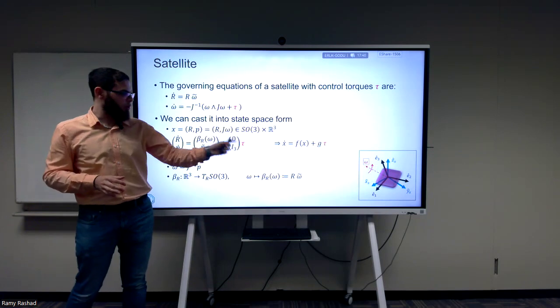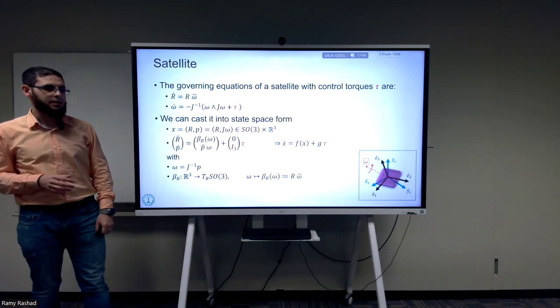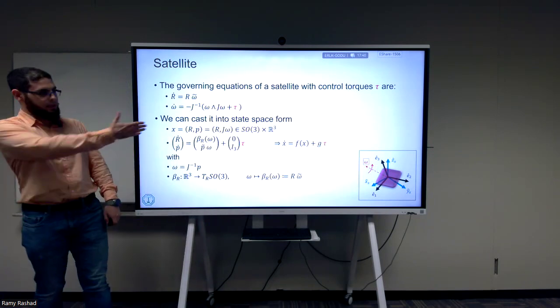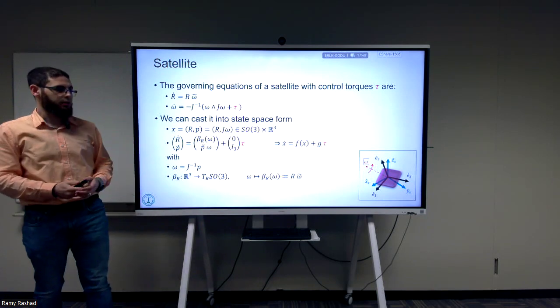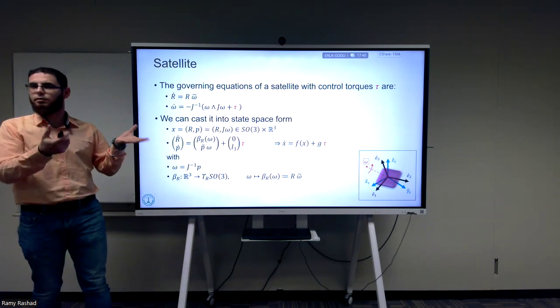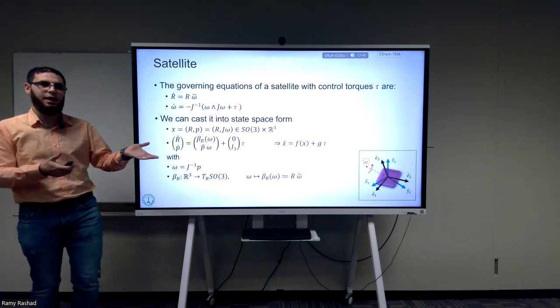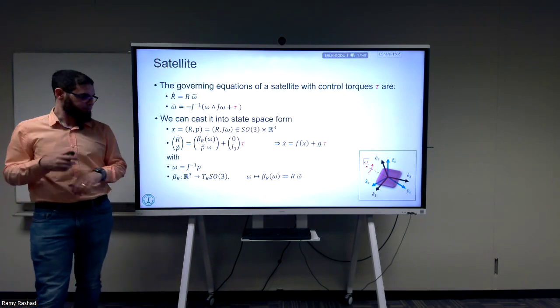And then we have here the torque. This is the map that's multiplied to it. So this is x dot is equal to f of x plus g tau. Here we're going to be keeping tau. Again, tau and u, these tau are the control inputs that we want to design.